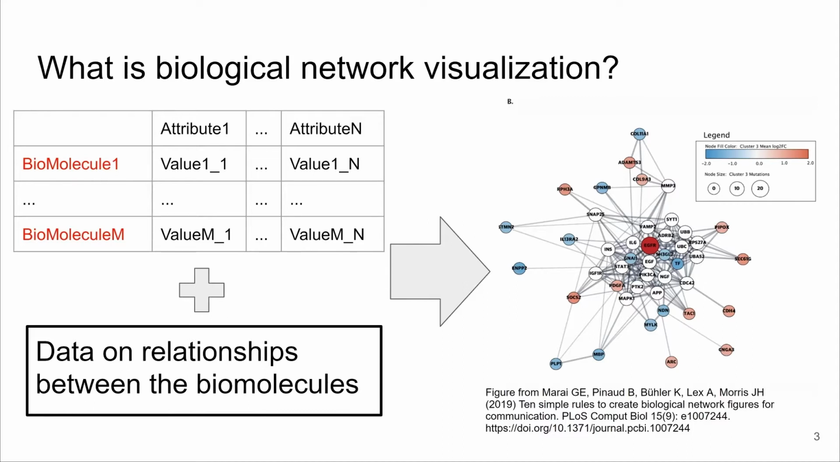Biological network visualization is to create a network diagram like the figure on the right, from the data on the left. In the network figure, visual effects are given according to the cell values in the table. And some biological knowledge can be obtained from the network visualization.